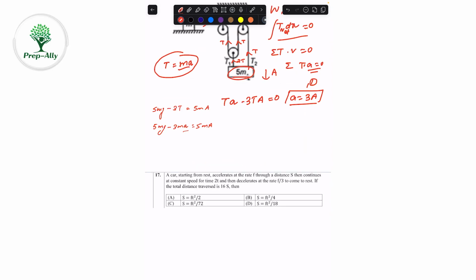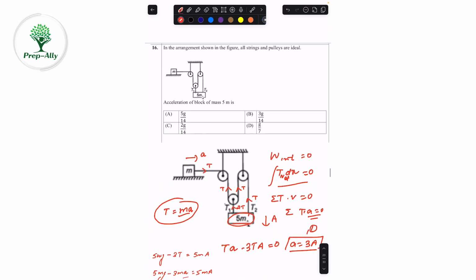Here a we already got is equal to 3A, so we can write 5mg minus 3m into 3A is equal to 5mA. From here 5mg is equal to 3 into 3 is 9, so we got 9mA, and this is 5mA, it becomes 14mA. M and m are gone, we got A is equal to 5 by 14 g. So that will be the acceleration of our bigger block. 5 by 14 g is available in option number A, so A will be the answer, and this is how you can solve these types of questions.